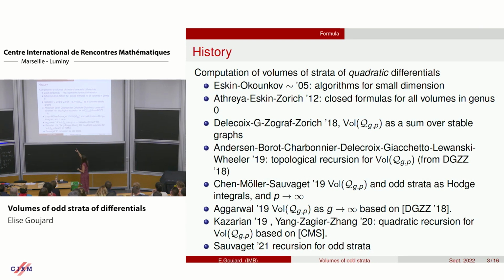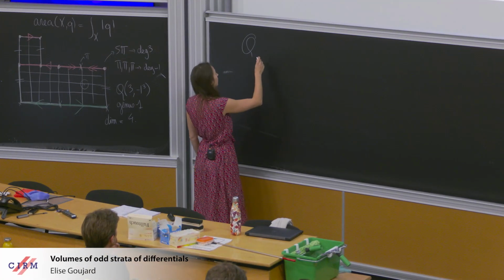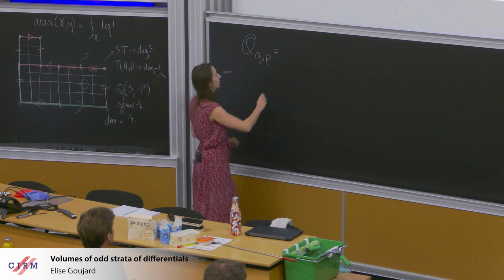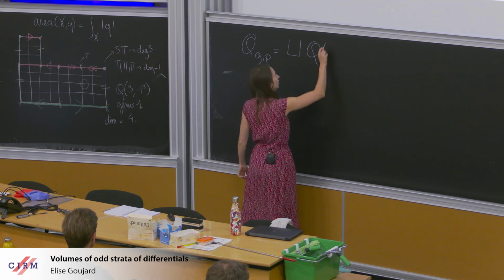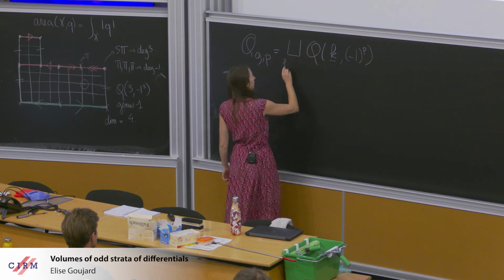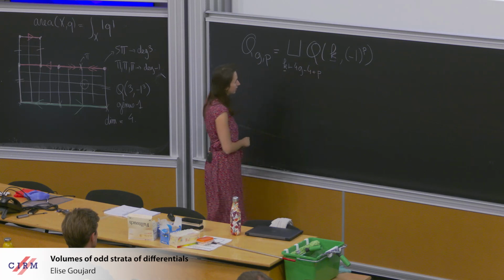Okay, so, oops, sorry, typo here. Then there is our work with Vincent, Anton, and Peter Zograf that expresses the volume of principal strata. So let me give a little bit more notation here. As a sum over stable graphs. When I denote this, the moduli space is usually the union of all strata with a fixed number of poles. So K should be a partition of 4g minus 4 plus p here.